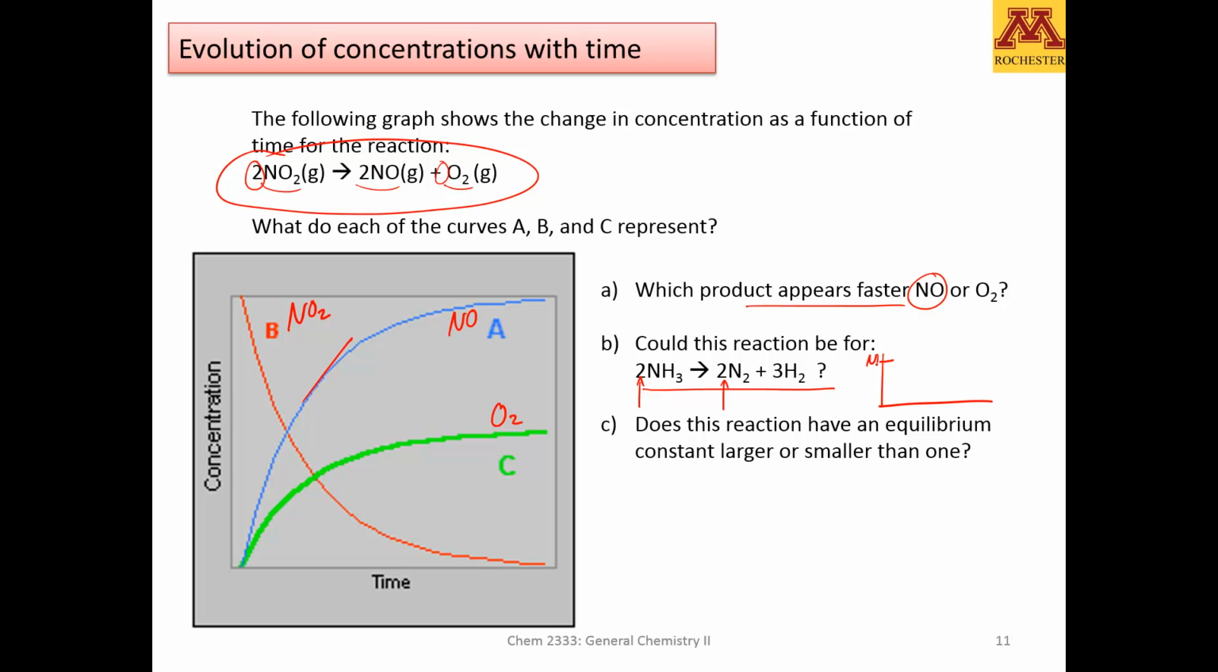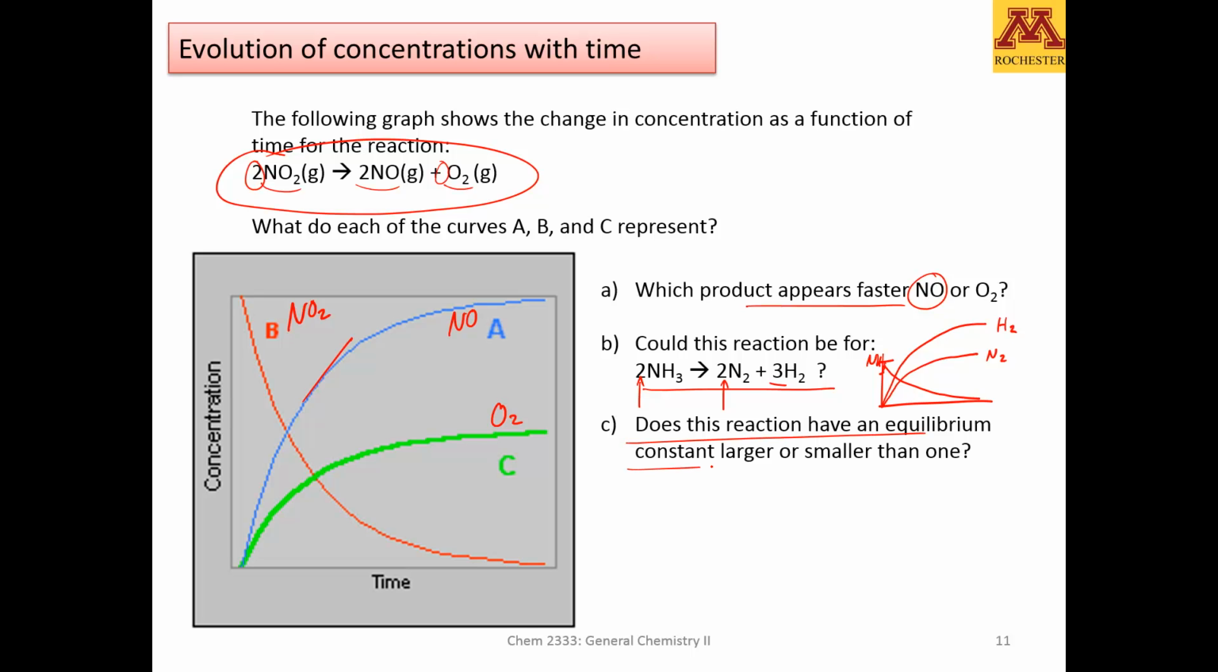So if this were my ammonia, it would disappear and it would have to create nitrogen. But you have a 3 here, so it means that there should be a hydrogen being created at 150%, well, in this case 50% more, right? So three halves of the rate of nitrogen. So this graph cannot represent this reaction because A is the product that appears faster. It only appears as fast as reactants disappear. So no, this is not the case for this reaction.